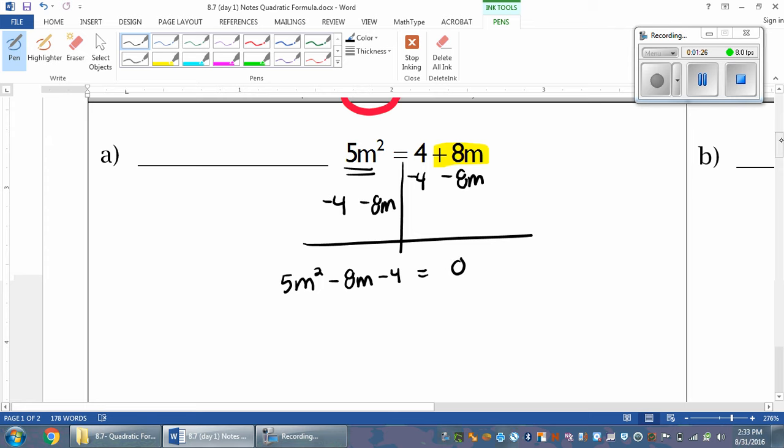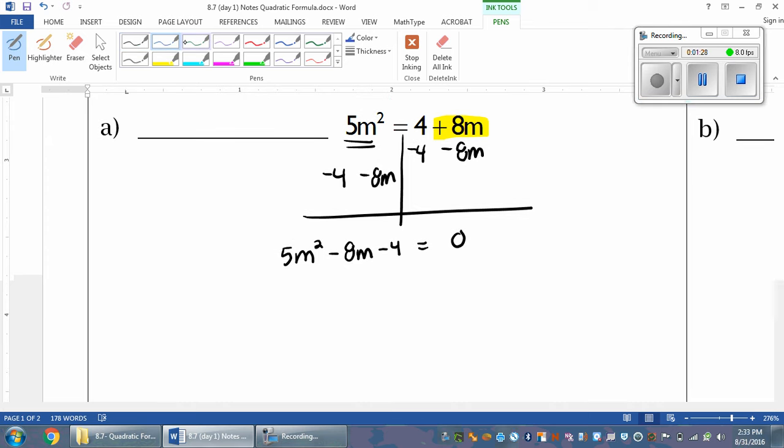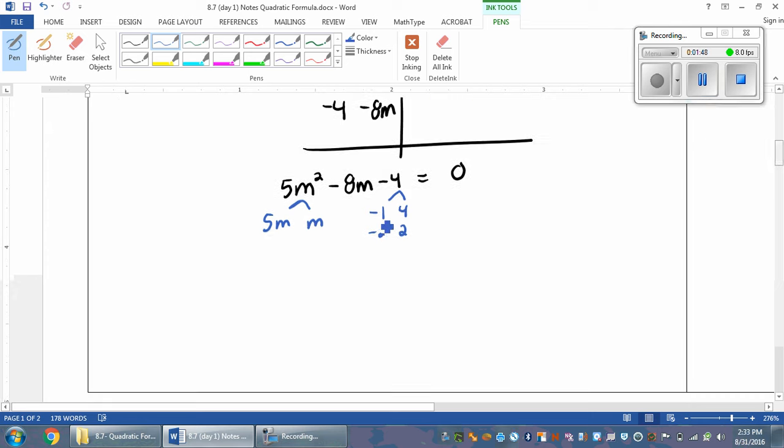Now, since it's ready to go, it's already equal to 0, start factoring. Always check for a GCF, but that means I can divide all three. So right off the bat, I have 5m, and everything that makes negative 4 is negative 1 and 4, negative 2 and 2. Now, since there's a 5 there, we do not know which combination right off the bat it is, so we just have our inners and outers. So I have 5m and m. Again, do not forget to drop down the equals 0.